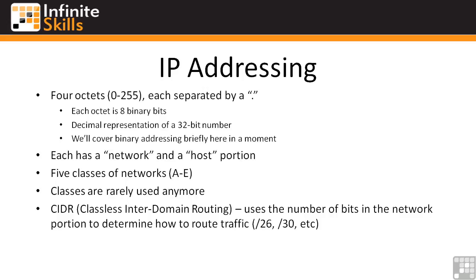We'll cover binary addressing briefly here in just a moment. Each IP address has a network and a host portion. There are 5 classes of networks. We'll talk about what those are and why they're rarely used anymore. And we'll talk a little bit about CIDR, classless interdomain routing.